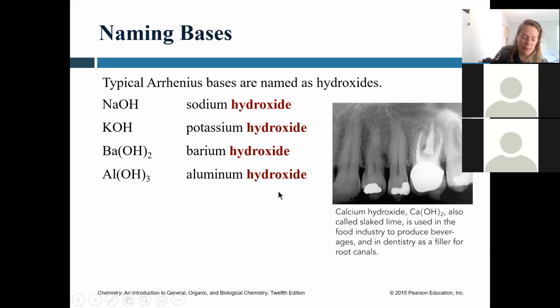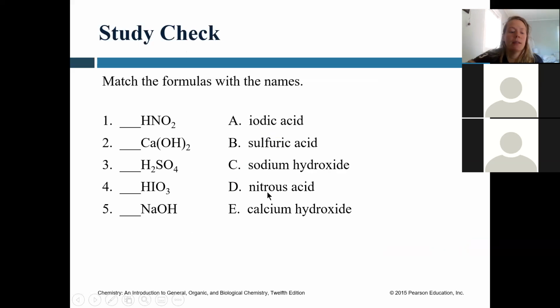So here are some bases. Sodium hydroxide, all right? We've got the name of the metal and then the polyatomic ion. Potassium hydroxide, barium hydroxide, aluminum hydroxide. All of these hydroxides are giving us the OH. So we're going to leave it there.